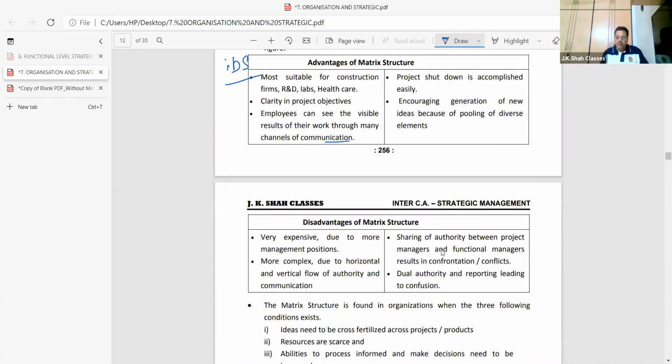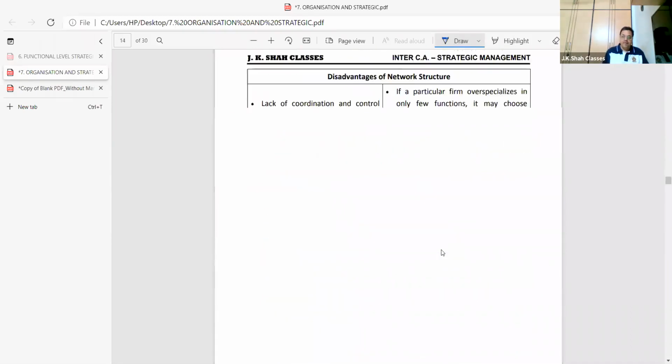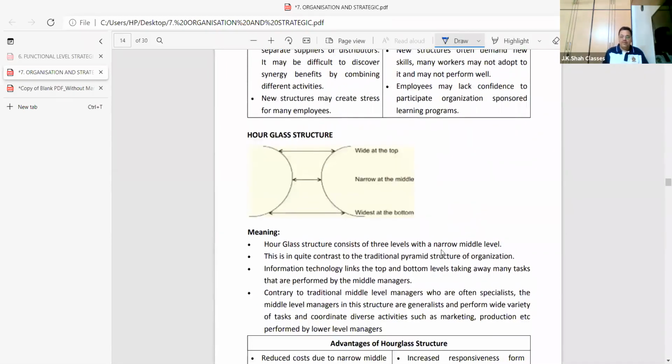Sharing of authority between project manager and functional manager results in confrontation and conflicts. I said there is dual command, one man, two masters, and dual authority and reporting, leading to confusion. This bit you can go through it. See this matrix structure, which I just now explained. Now the hourglass structure, beta. You can see the diagram. This is more sensible. Page number 14 in this.